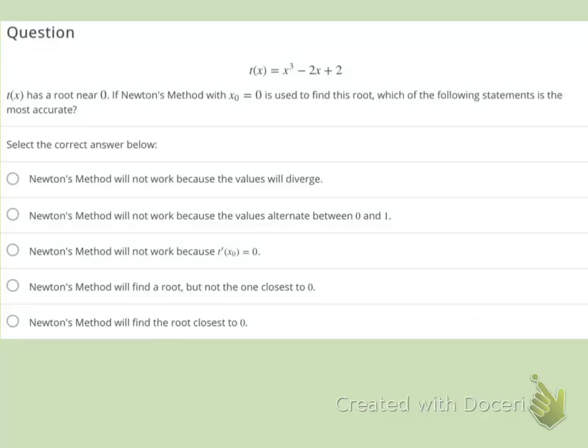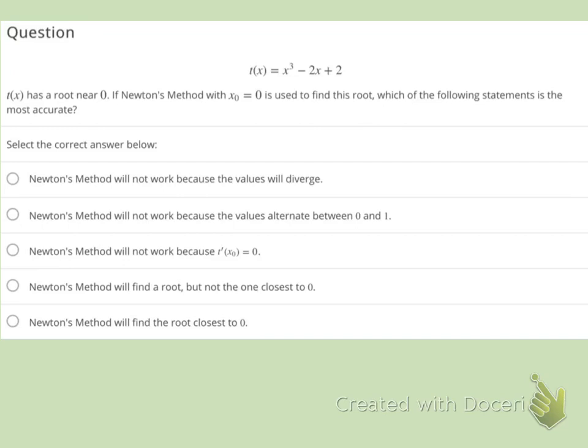For this practice problem, we have this polynomial, t of x equals x cubed minus 2x plus 2. And it says that t of x has a root near 0. If Newton's method with x sub 0 equals 0 is used to find this root, which of the following statements is the most accurate? So we have that Newton's method will not work because the values will diverge.